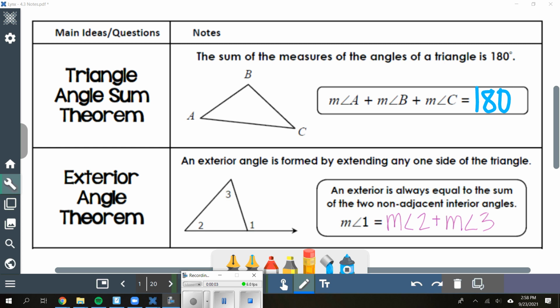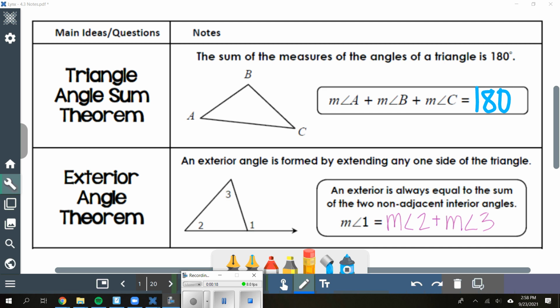Today's lesson is going to be on triangle theorems. Our first triangle theorem is our triangle angle sum theorem, and that says that the inside angles of your triangle add up to equal 180 degrees. So there's three inside angles, those will add together to get 180 degrees.